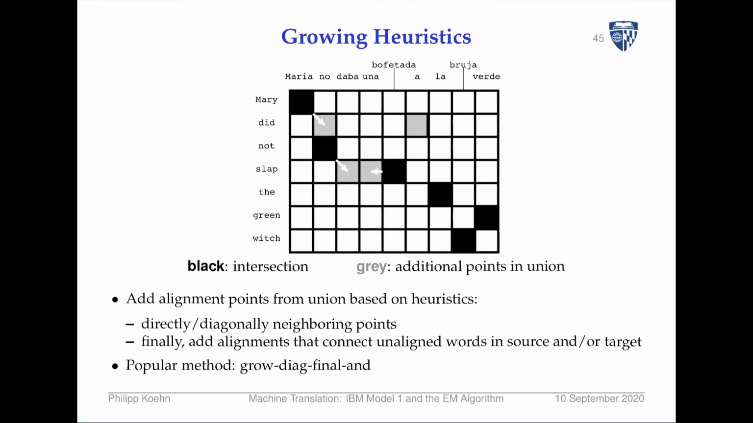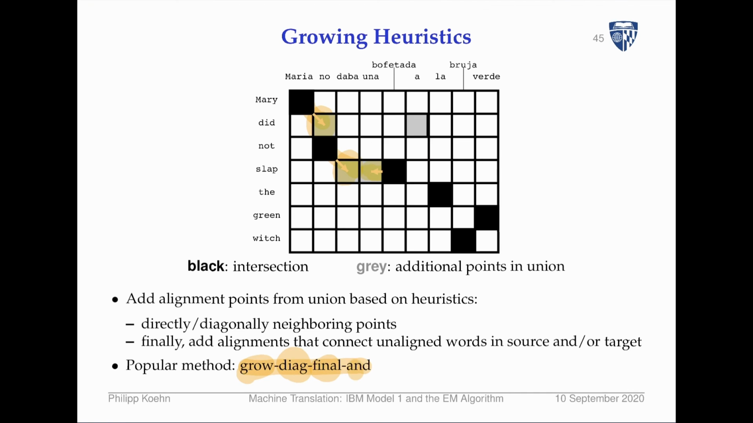And the algorithm is really just a very simplistic heuristic that adds neighboring points. You actually see in research papers, even written today, this phrase: grow-diag-final-and. It means we're growing alignment points by adding neighboring ones, also diagonally neighboring ones. And then there is also a final step that says, well, if there are any unaligned words left, we should align them as well.